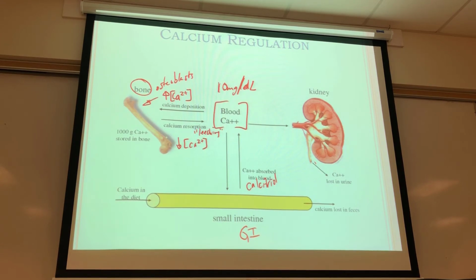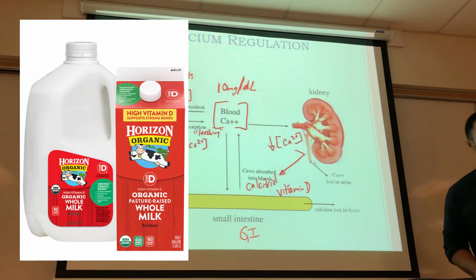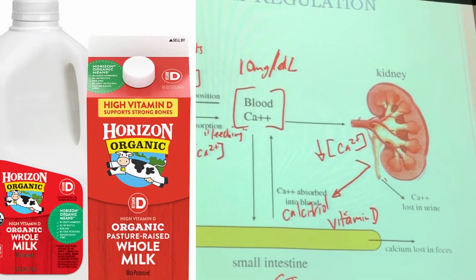I'm going to draw this back, and in this slide is where calcitriol comes in. So low calcium results in the kidneys secreting calcitriol. And it is an active form, like I mentioned, of vitamin D. So you may have heard, and especially if you look at milk, milk can be fortified with vitamin D.